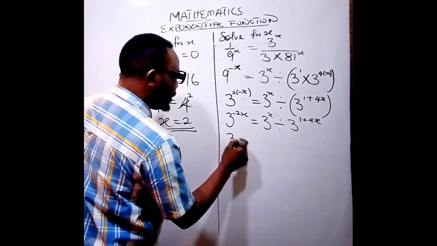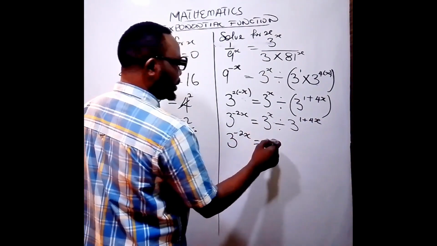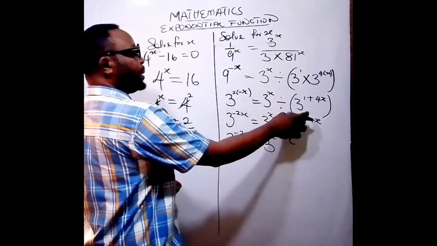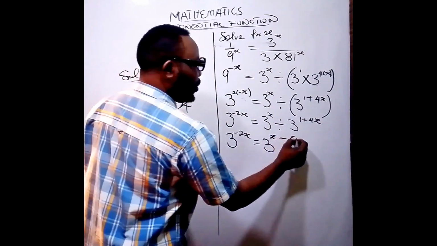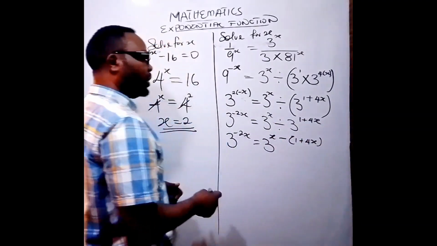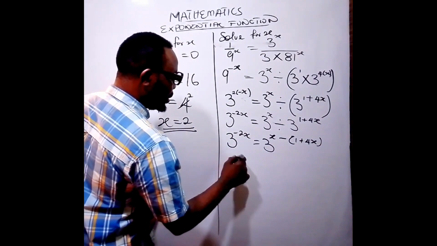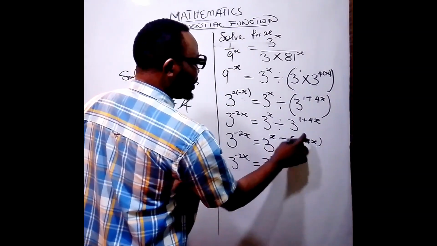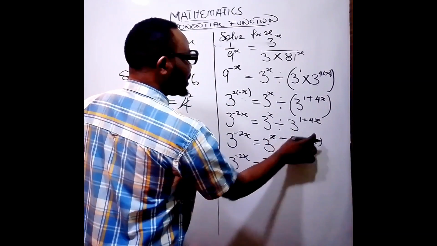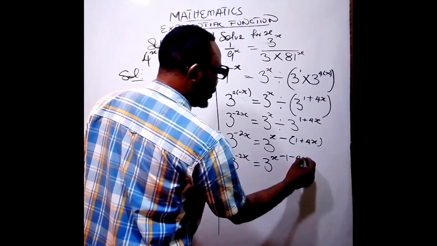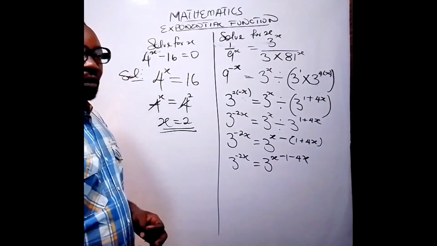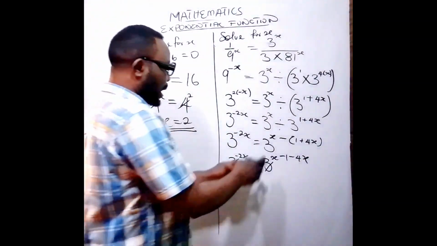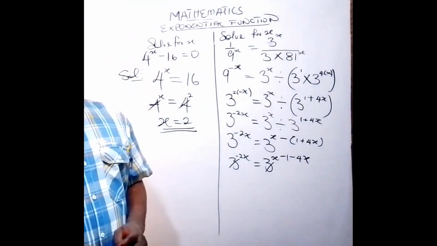So we are going to have 3 raised to power minus 2x equals 3 raised to power x, and now, according to division law, minus, put it in bracket because it's not only one value that is there, 1 plus 4x. When you have it like that, you can now have 3 raised to power minus 2x is equal to 3 raised to power x minus 1 minus 4x, since minus times 1 is minus 1, and minus times plus 4x is minus 4x. Now, at this stage, you can cancel this out because it's only one value remaining on this side and only one value remaining on this side. Take note of that. It's very, very important.